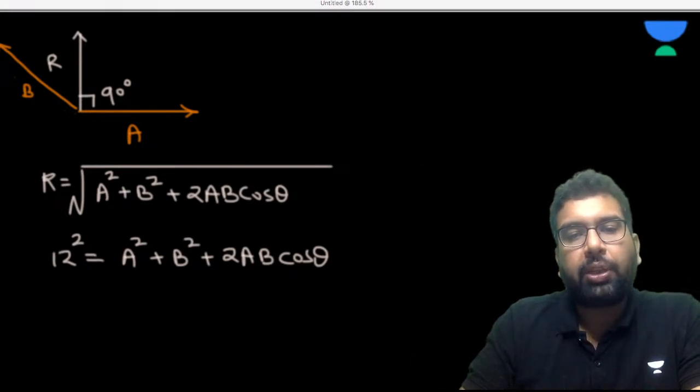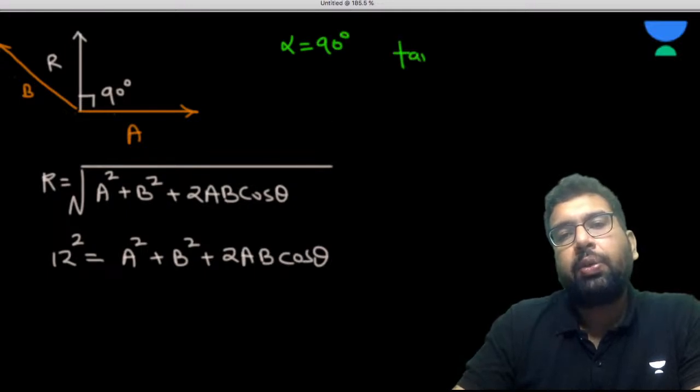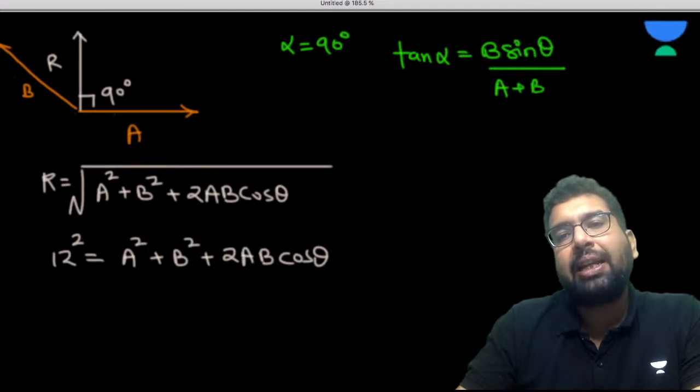Now, for proceeding from here, I need theta. So, sir, they use this information. Alpha is given as 90 degrees. So, sir, we know tan alpha is B sine theta upon A plus B cos theta.